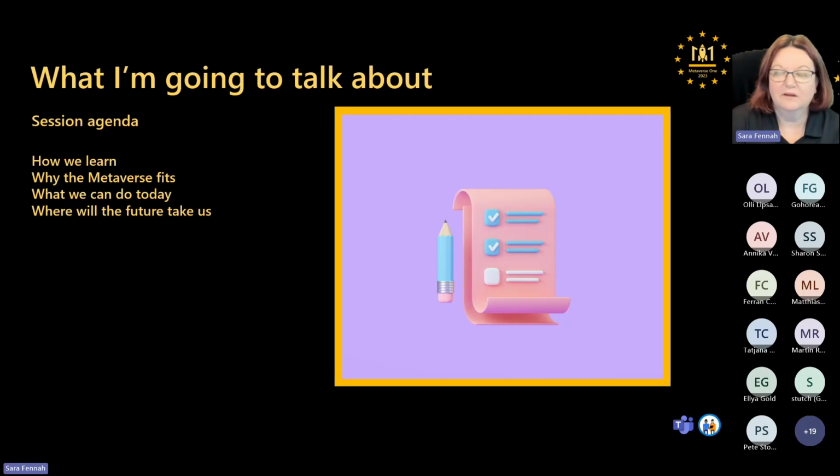So I'm going to just set the scene a little bit about how we learn, why I think the metaverse fits into education and learning, what we can do today, and where can we go? What's the promise of this technology and where can it take us?